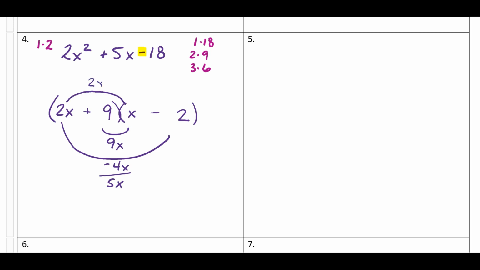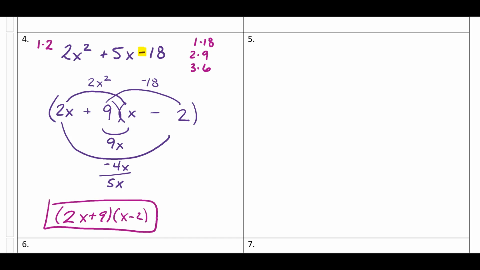2x times x is 2x squared. And 9 times negative 2 is negative 18. So this would be the correct answer to this problem. 2x plus 9 times x minus 2, or vice versa. You can have it in the other order, x minus 2 times 2x plus 9. So if you got this one correct, give yourself a smiley face. If you didn't, a frowny face. If you have any questions, make sure you're writing those down as well.